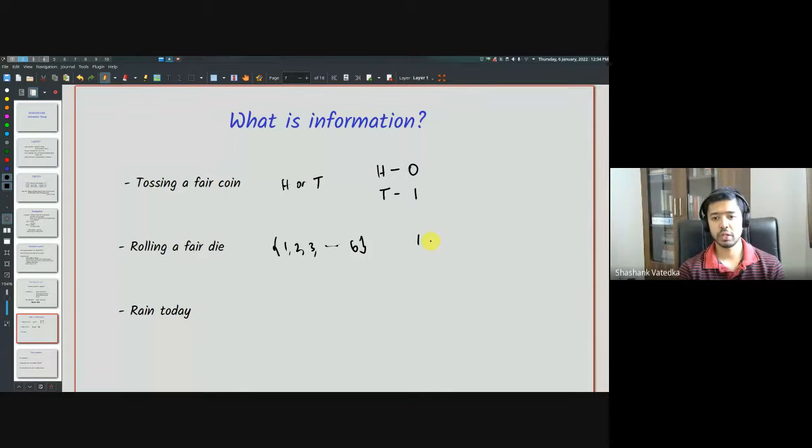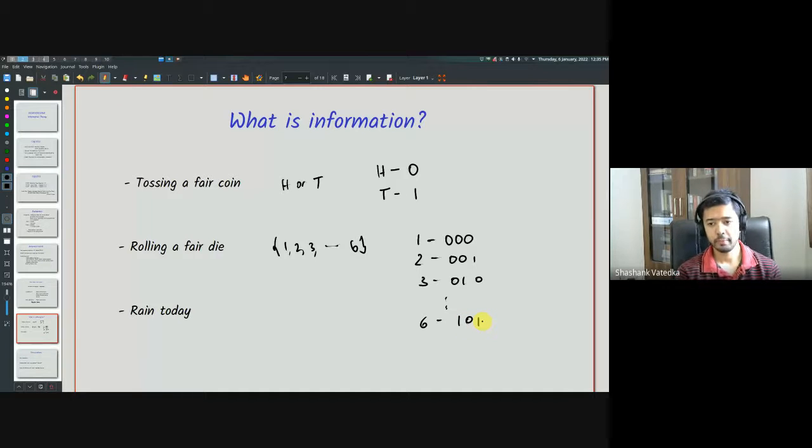So maybe if it's a 1, then I send 3 bits, 000, 2 using 001, 3 using 010, and so on. So 6, I guess, would be 101. So I send you 3 bits. If I roll a die and I get a 3, then I send bits 010 to you. You read the bits 010, and then you decide that the outcome is actually a 3.